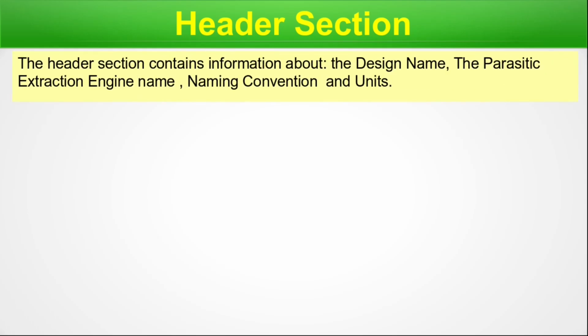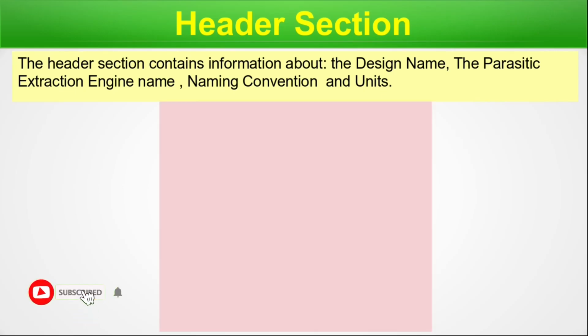Header section. As the name suggests, this section resides at the top of the SPEF file. However, we do not have a footer section in a SPEF file. The header section is a kind of identity card of the SPEF file. Let us see in detail. The header section contains information about the design name, the parasitic extraction engine name, naming convention and units. So let us see this with an example.